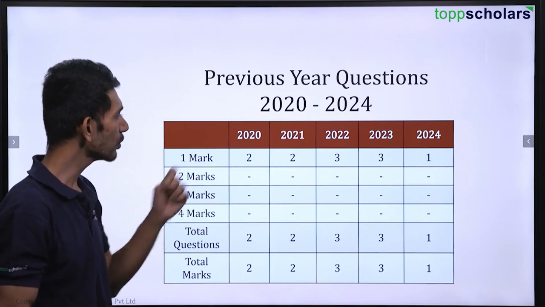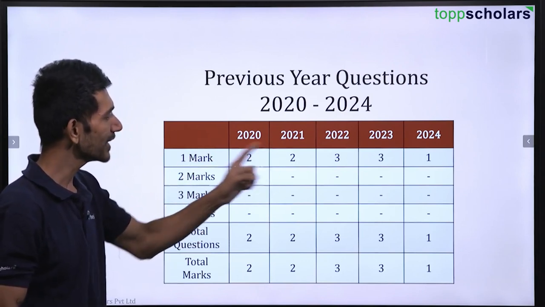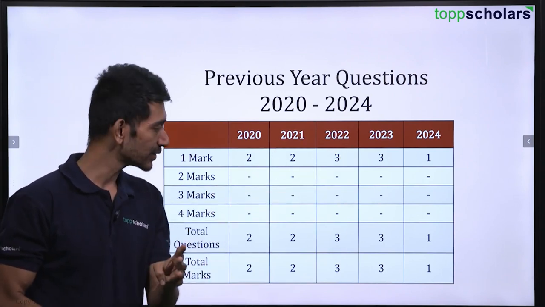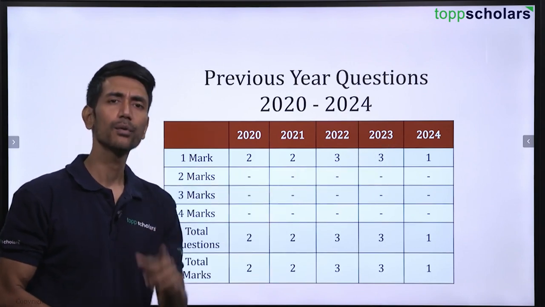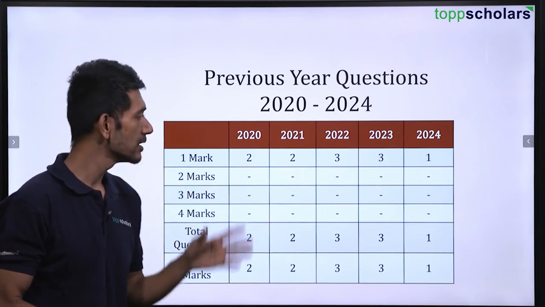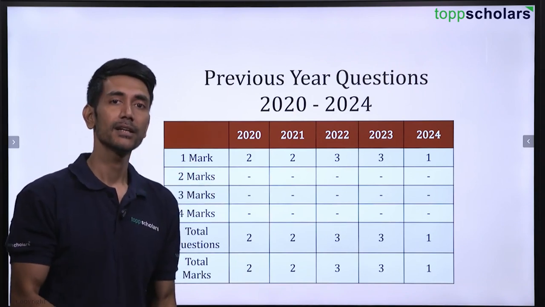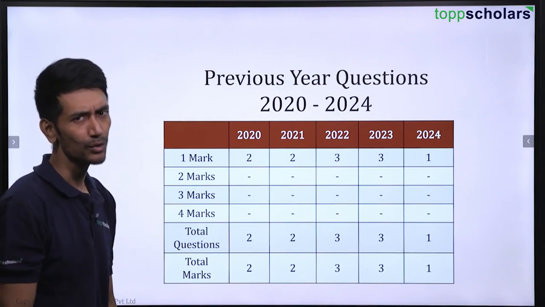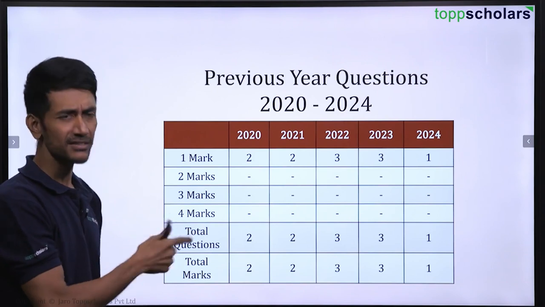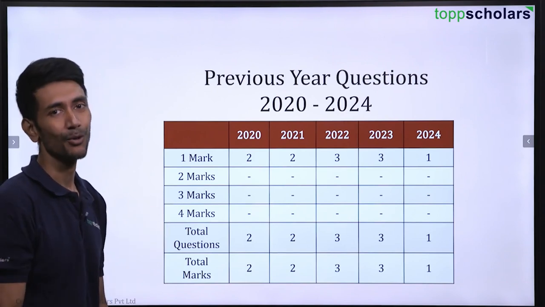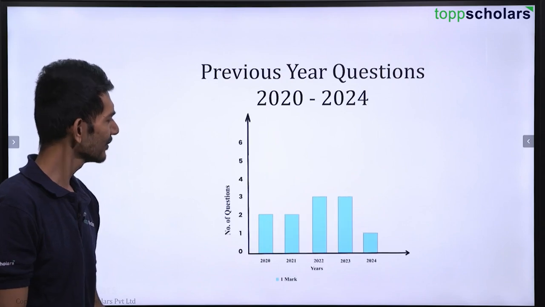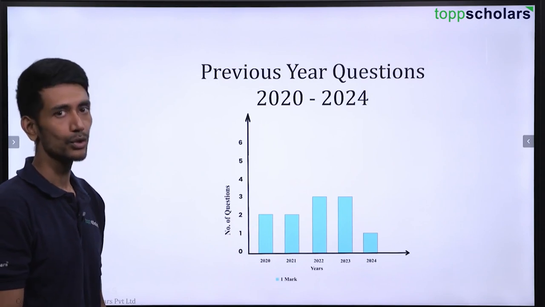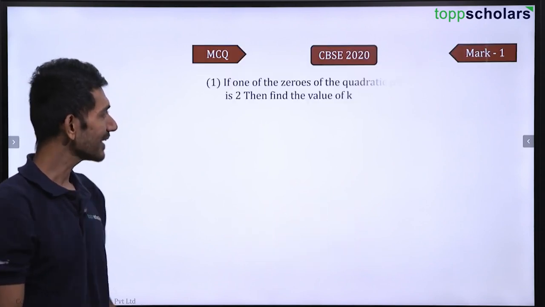If you see, in 2020 questions of 1 mark were asked, in 2021 again 2 questions, in 2022 3 questions, in 2023 again 3 questions of 1 mark, and in 2024 only 1 question of 1 mark was asked. So definitely these are all MCQs basically. So you can expect 1 MCQ or maybe 2 MCQs in the exam for 2025, and they're very simple. This session is enough for you to revise polynomials. So let's begin. This is just a rough analysis, 1 marker asked from 2020 to 2024. Okay. So let's have a look at the first question.